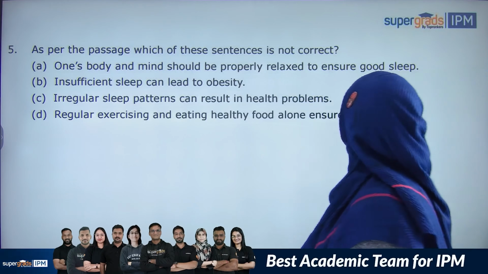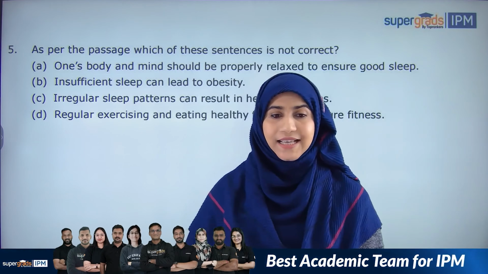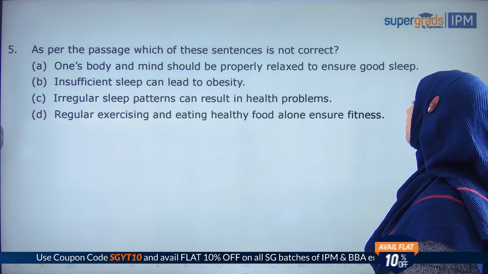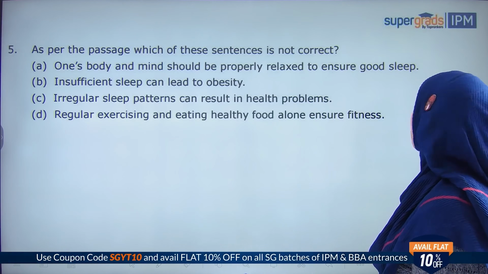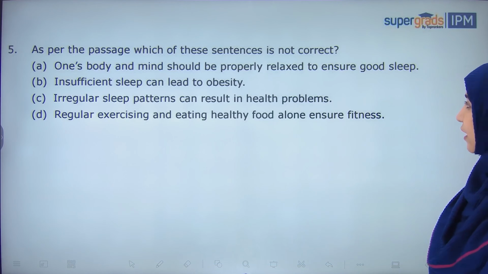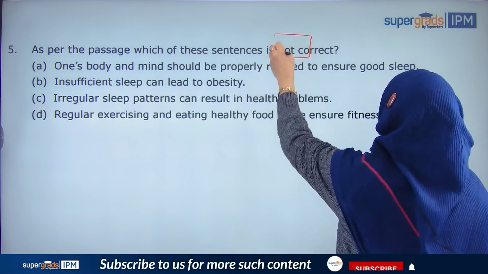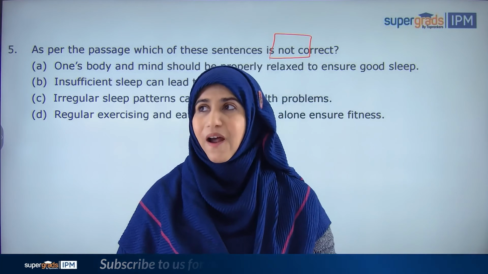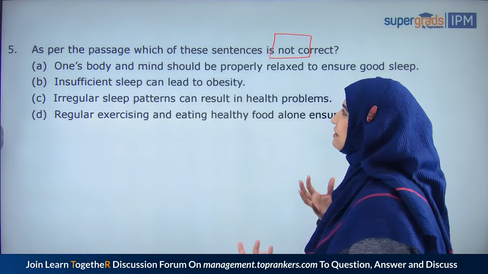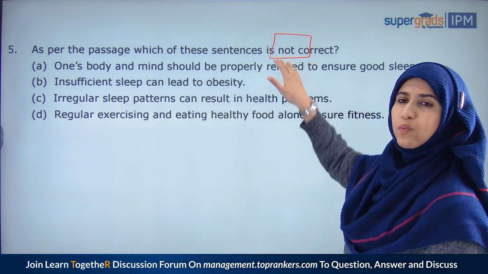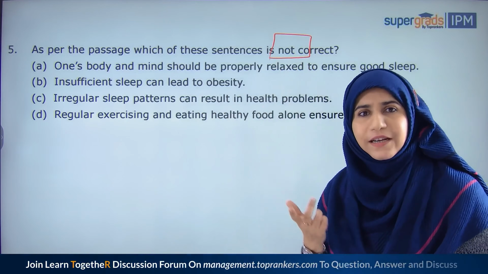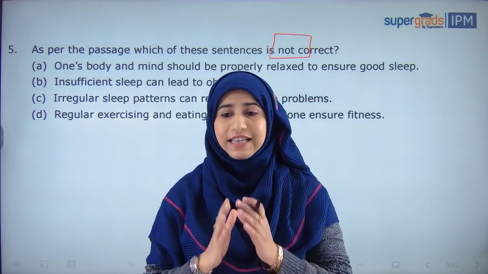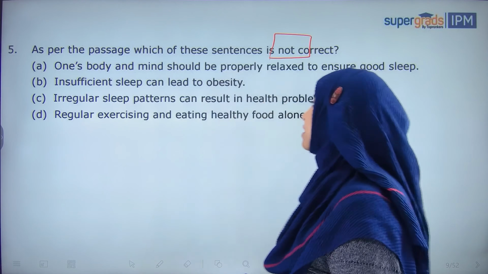As per the passage, which of these sentences is not correct? One's body and mind should be properly relaxed to ensure good sleep. Okay, which of these is not correct? Sometimes students, when they are in a hurry, impatient and anxious, miss words like this. "Not" is written, ma'am, and we still miss it. Please don't make these silly mistakes. You have to read the question stem very, very carefully.